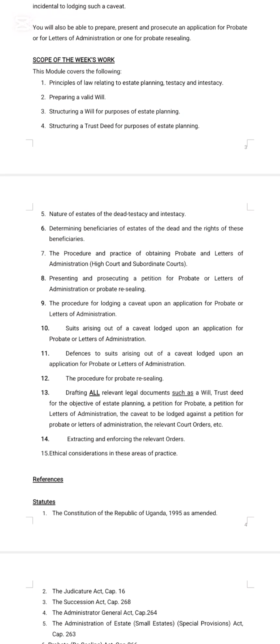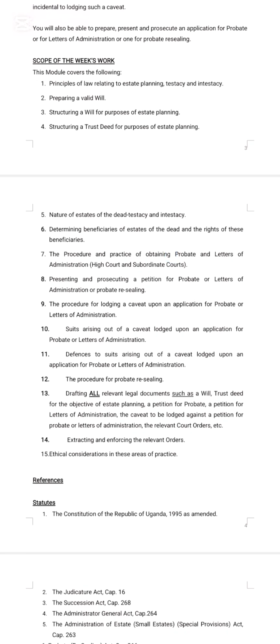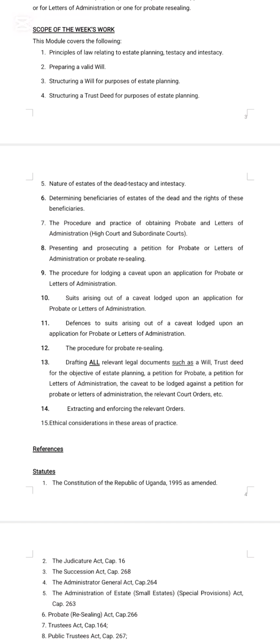So this module covers the following: 1, principles of law relating to estate planning, testacy, and intestacy. So basically, testacy means the person had a valid will. Intestacy means the person did not have a valid will. So also look at preparing a valid will, and the Successions Act provides that for us to have a valid will, it must be in writing, and it must be attested by at least 2 persons.